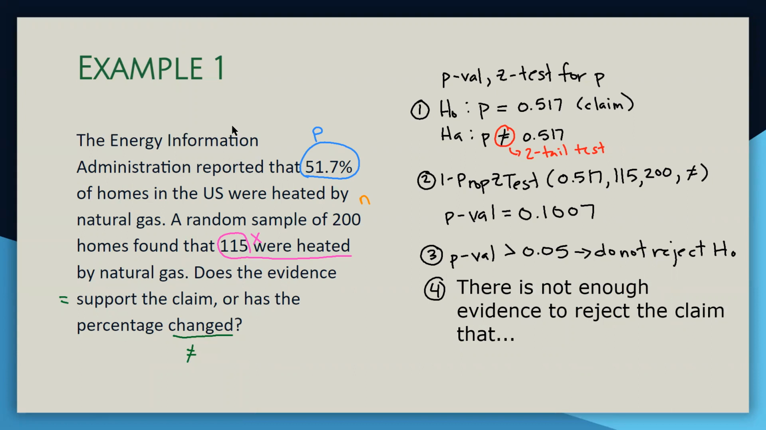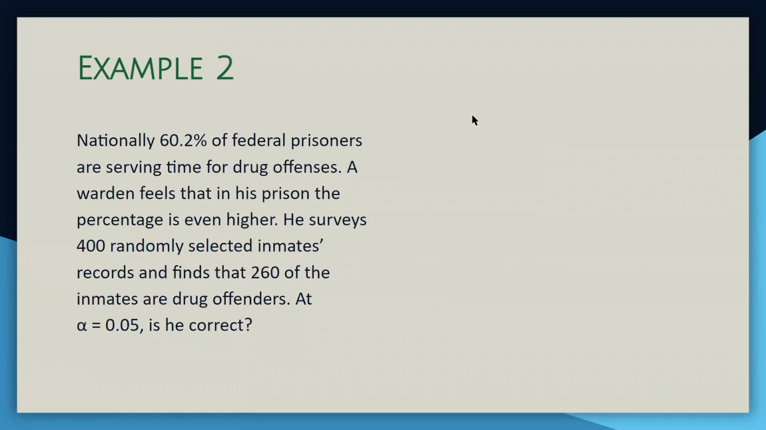Okay, I'm hoping that this process feels familiar and we're only getting little tweaks at step one with the notation and step two with the function call for each of these different hypothesis tests. Let's go ahead and do another one together just to make sure that we understand the process for proportions. For example two, it says nationally, 60.2% of federal prisoners are serving time for drug offenses. A warden feels that in his prison, the percentage is even higher. He surveys 400 randomly selected inmate records and finds that 260 of the inmates are drug offenders. At alpha equals 0.05, is he correct?